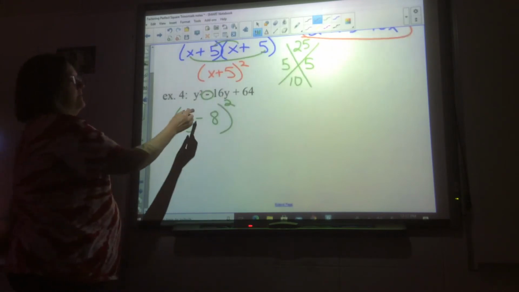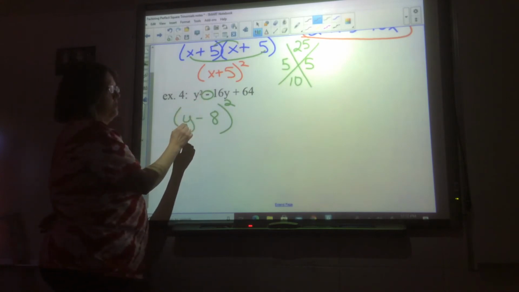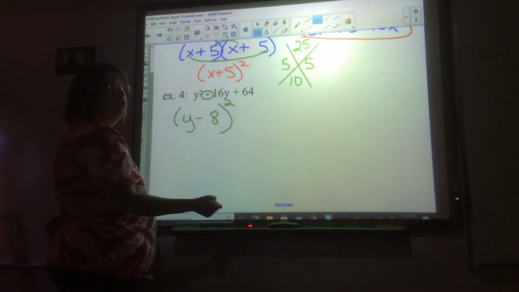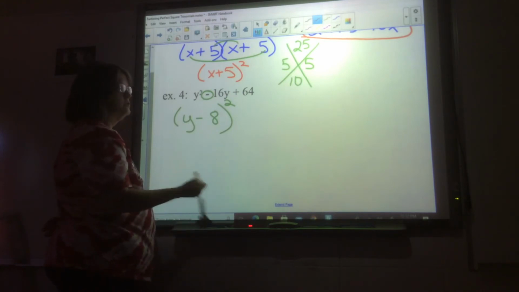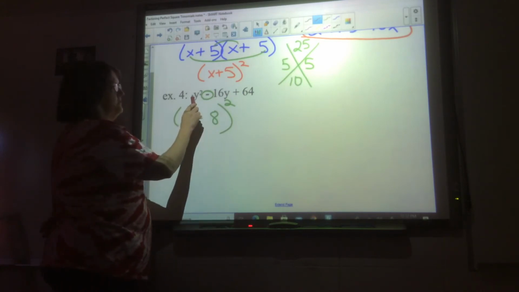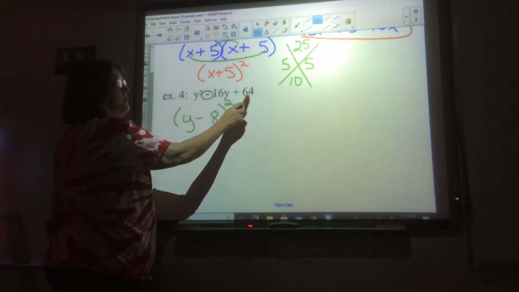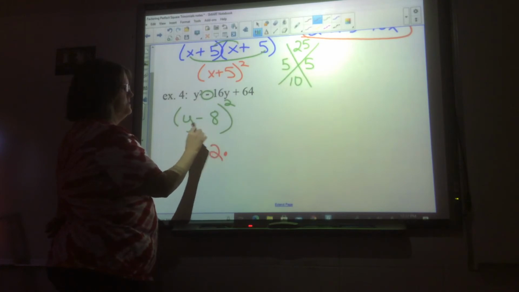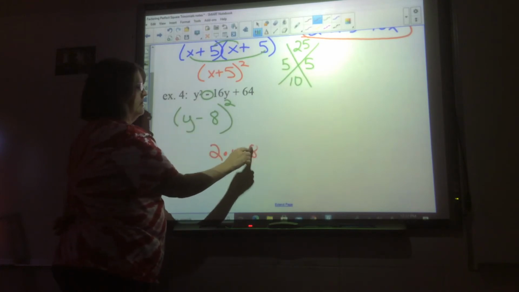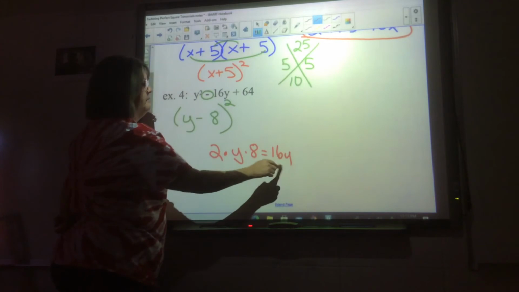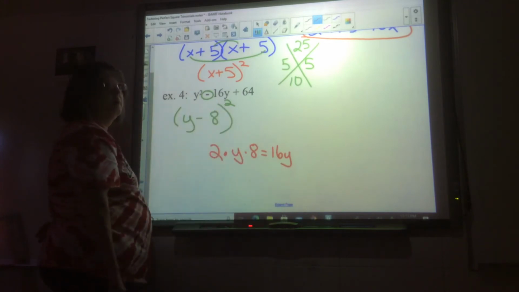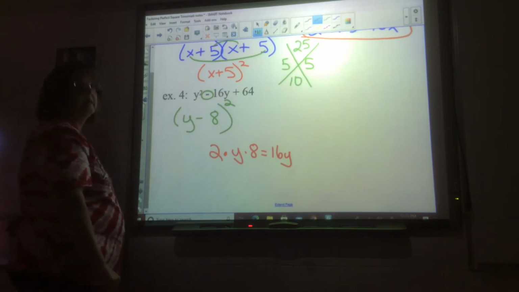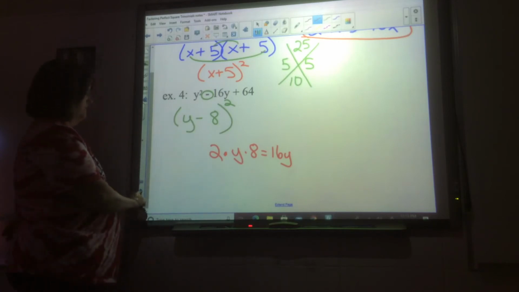All right. The square root of y squared is y. The square root of 64 is 8. And then you check the middle term. You must check the middle term. Because just because you have a perfect square here and a perfect square here does not mean that the middle term is going to be 2 times these two. It is in this instance. But if you had one that was not, then that could not be factored as a perfect square trinomial. You'd have to check it out with the x method and see if it could be factored.